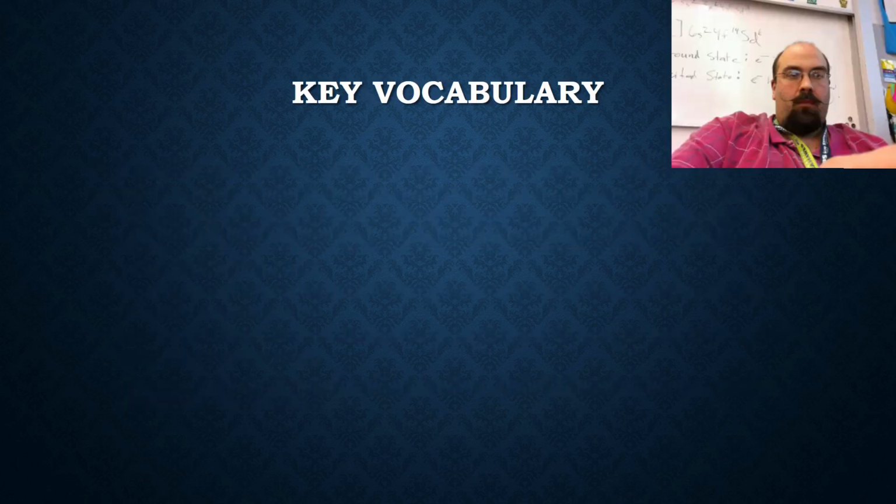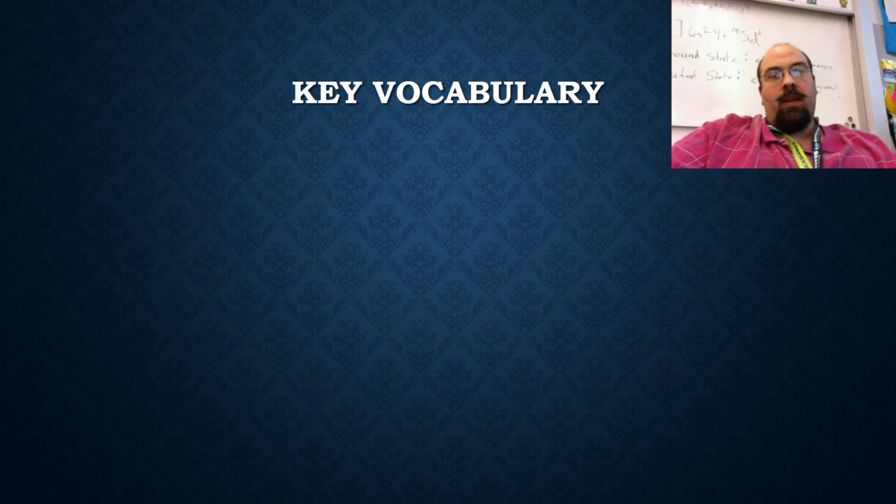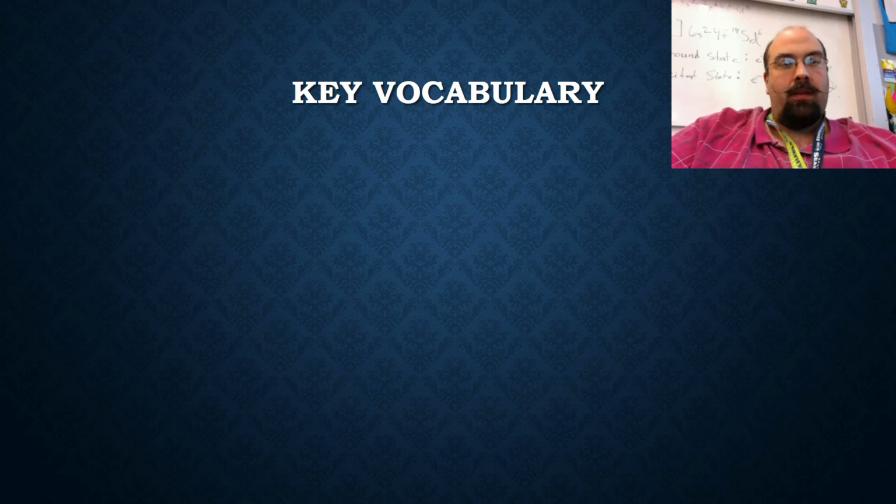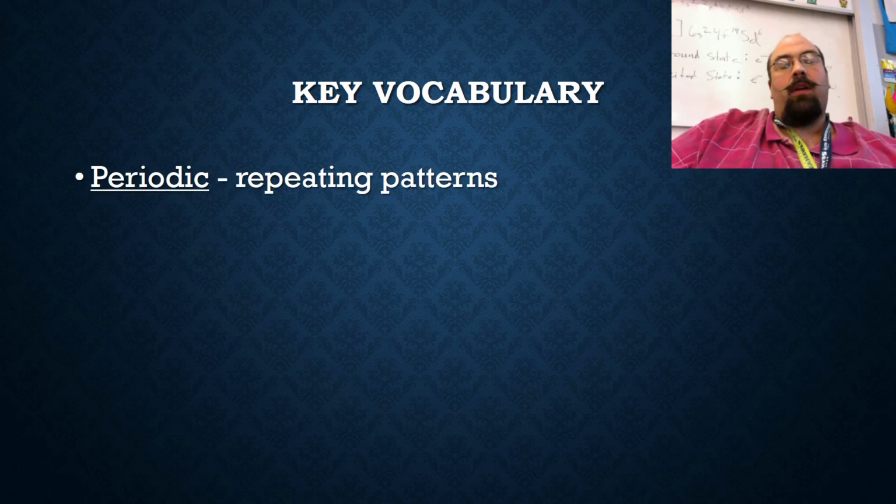So here's a general note. All right, so we got to hit some key vocabulary that we need for all of this. So the first one is periodic. We call it a periodic table for a reason, because the patterns on the periodic table repeat.